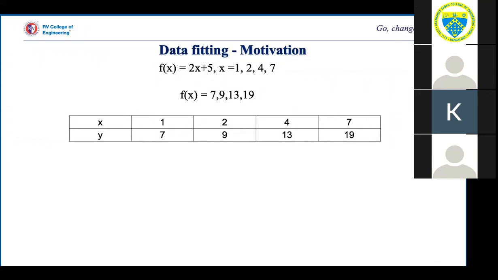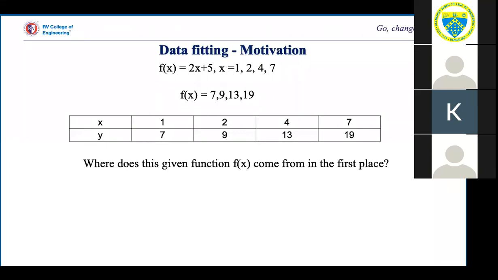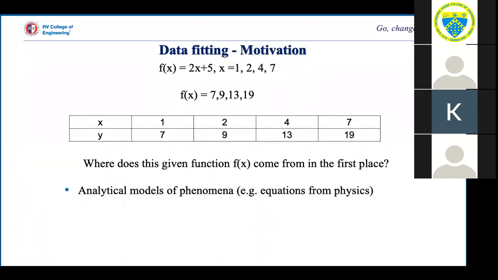Let us think about converse problem. Given x comma f of x, is it possible to get f of x for a value of x not in the table without knowing f as a function of x explicitly? Let us forget this for a moment. We have this. Can you just get back the function? See, so the question is, where does this given function f of x come from in the first place? Answer could be analytical models of phenomena using equations from physics, or create an equation from observed data.